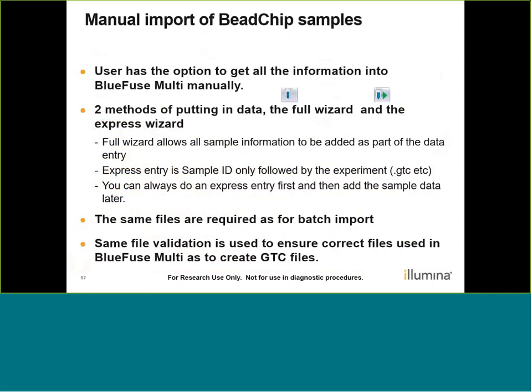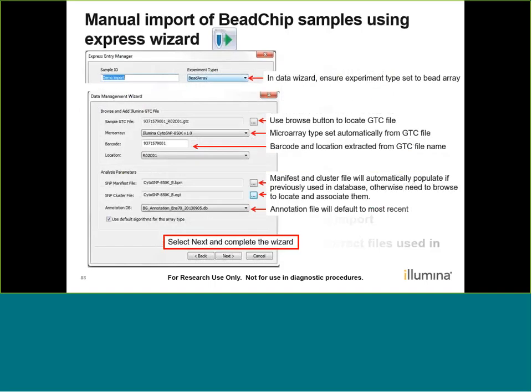The other way to import data into BlueFuse Multi is manually. So when you're doing this, you're doing it sample by sample. You can use either the full wizard or the express wizard. The full wizard allows you to enter associated data as part of your data entry. The express entry is just when you have the GTC file and the sample name, and that's it. And the same files are required as for batch import, so the manifest, the cluster file. And the same file validation is used to make sure you have the correct number of files for the samples that you have.